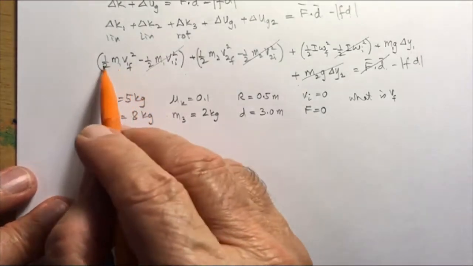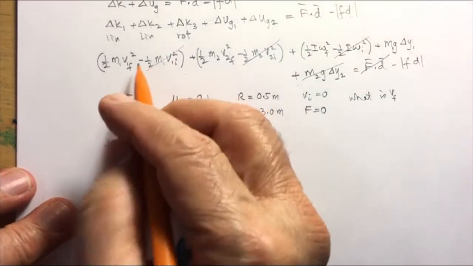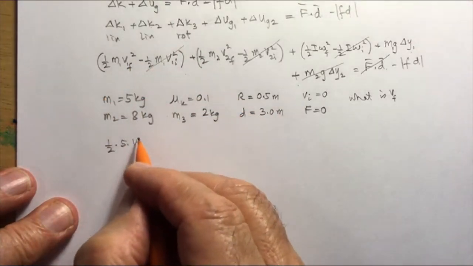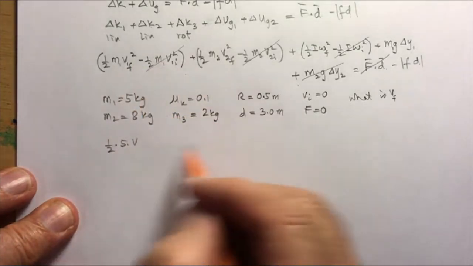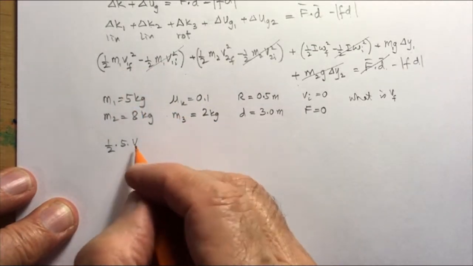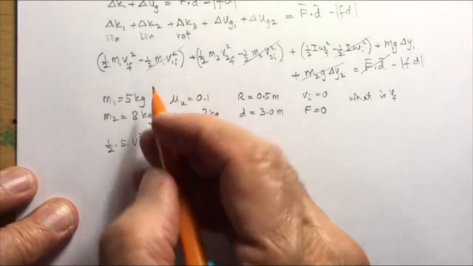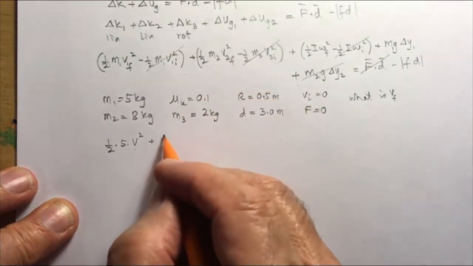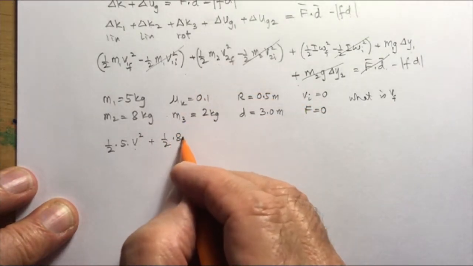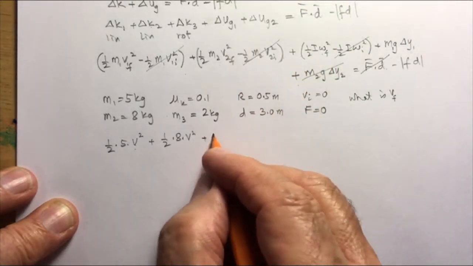So now the numbers are half, m1 is 5, and v1 final, we'll just write it as v, because there's only one velocity now, and instead of writing all subscripts, just call it a v. And instead of v1, we just write v, because v1 and v2 are the same. This is going to be the next one from here. Half 8 v square.